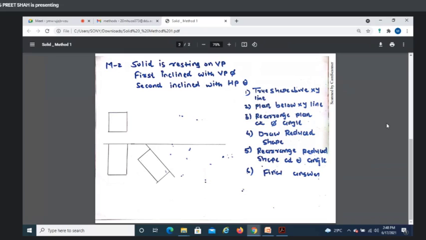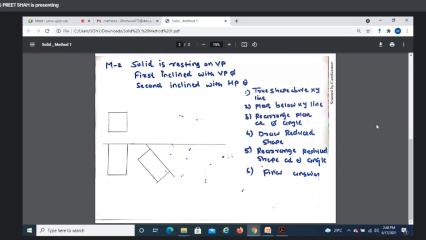Very good. Then we discussed two methods, method 1 and method 2. What is method 1? The solid is resting on HP. First incline with the HP plane, and secondly incline with the vertical plane. So which are these steps?